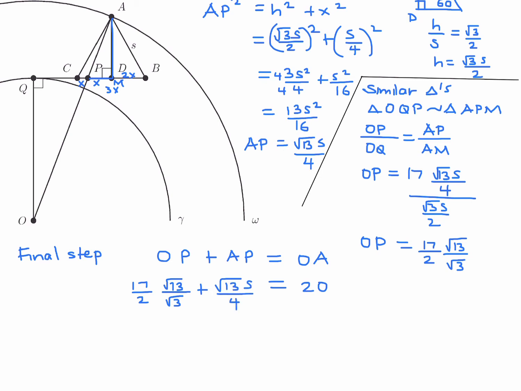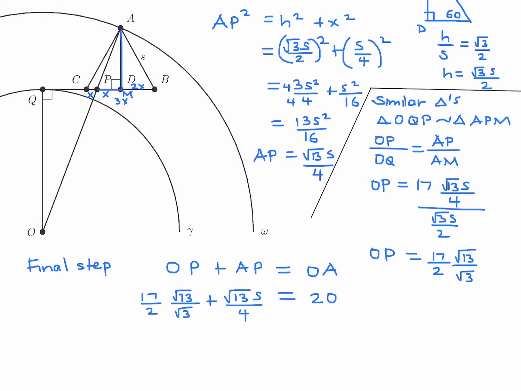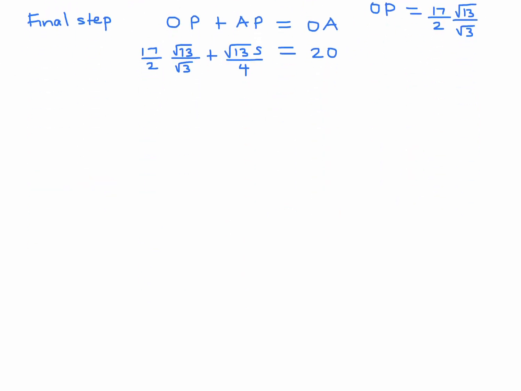So this will allow me to solve for S, which is the side of the triangle. And the side of the triangle is what they want me to figure out, which is AB. All right, so let's do that. We've got basically this to figure out. Let's get a common denominator first. So that's going to be top and bottom here by 2, top and bottom here by root 3. And that's going to be 34 root 13 plus root 3 root 13s.